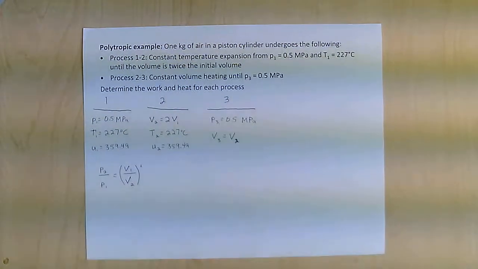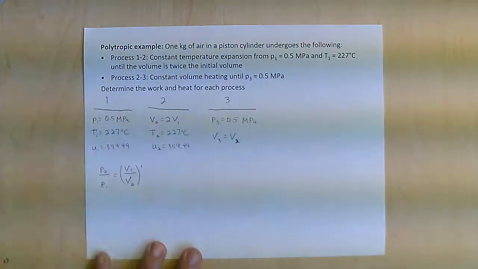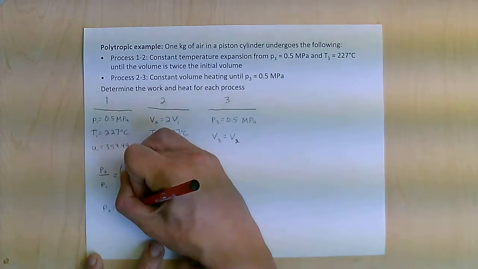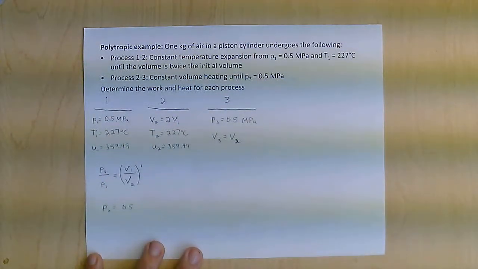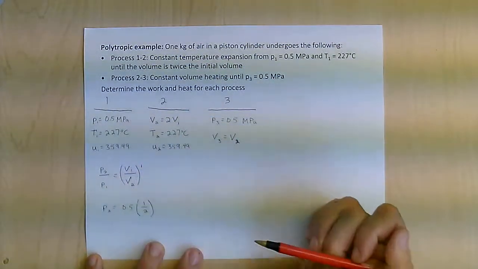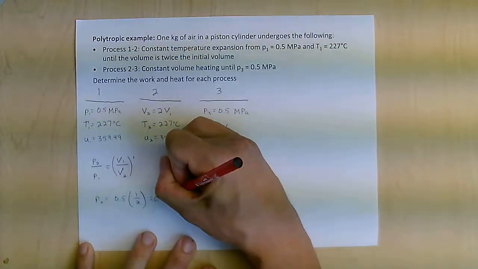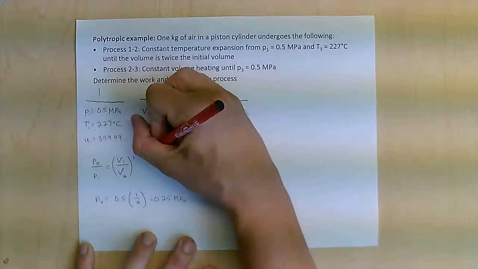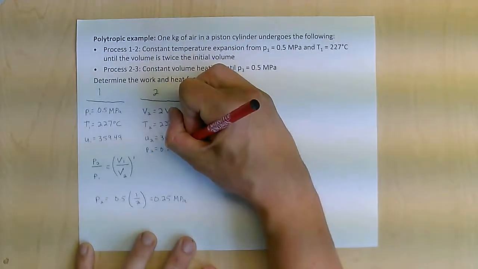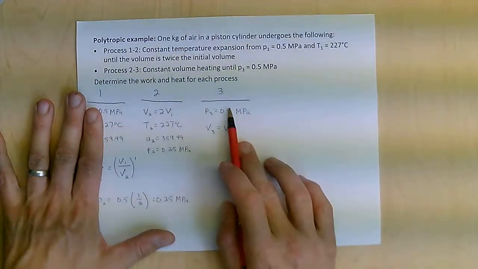So what does that mean exactly? It means P2 is going to equal P1, which is 0.5, times 1/2, because V2 is twice as big as V1, which means P2 is 0.25 megapascals. I'll jot that right there. Now I have the pressure here and the pressure here.